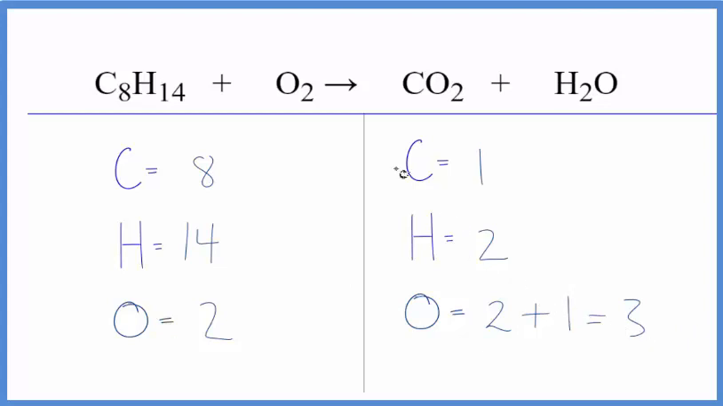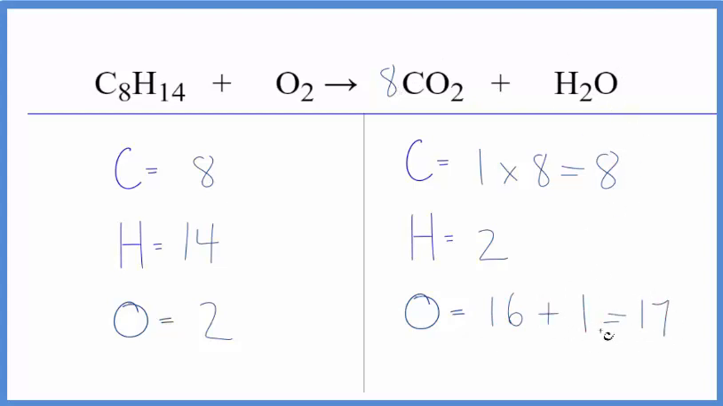That's a really good idea with combustion reactions, because oxygen by itself, when I change it, won't change the carbon or hydrogens. So leave that until last. Let's see. We'll put an 8 in front of the CO2. 1 times 8 would balance the carbon atoms. We need to update the oxygen atoms here. So we have 8 times 2, that's 16, plus the 1 in the water, that gives us 17.